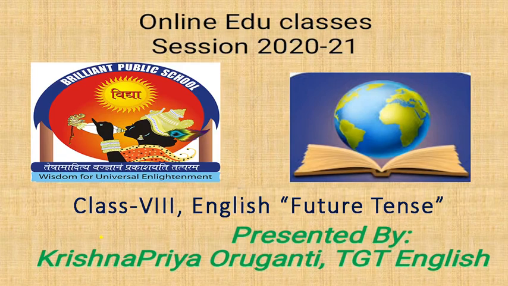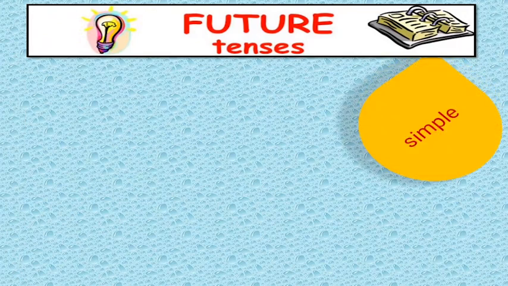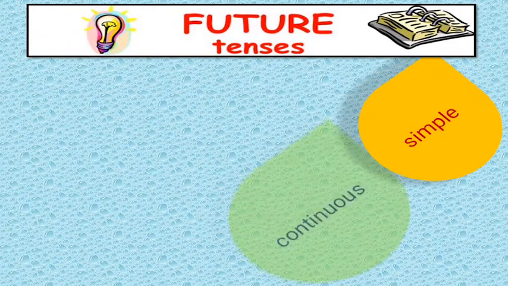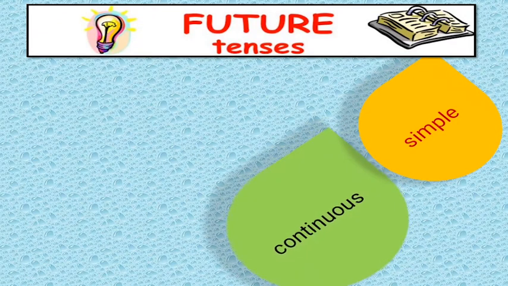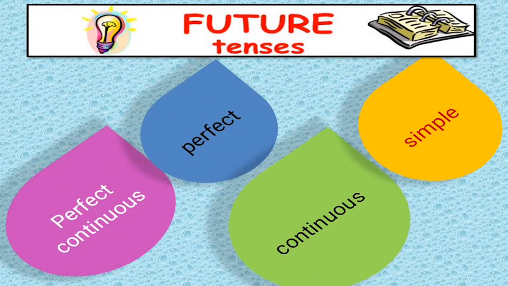And today we are going to learn about the future tense. So let's sit in the time machine and move into the future time. So let's learn about the future tenses. The future tenses are of 4 types. The first one, simple future. The second one, the future continuous. The third one, future perfect. And the fourth one, future perfect continuous.